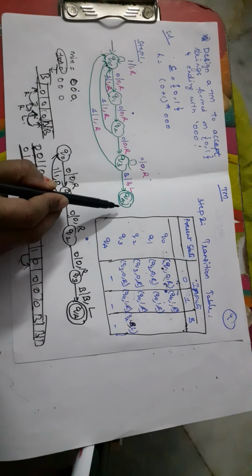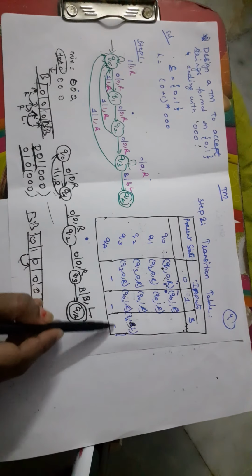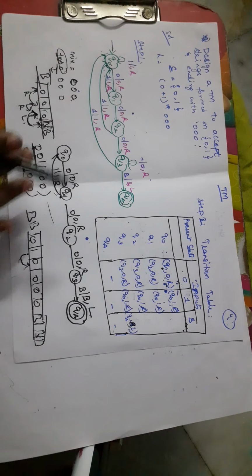And then the last state is QA, the accepting state. Even though there are no transitions in the QA accepting state, we still have to write it in the transition table, and we have to keep the blanks. So this is about the problem.